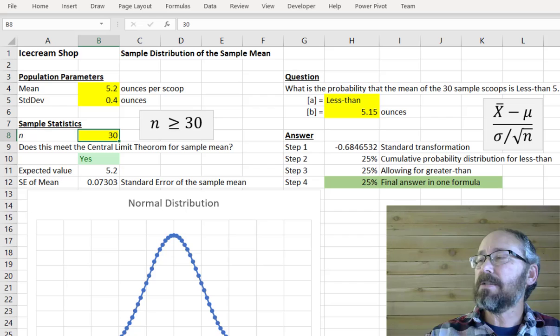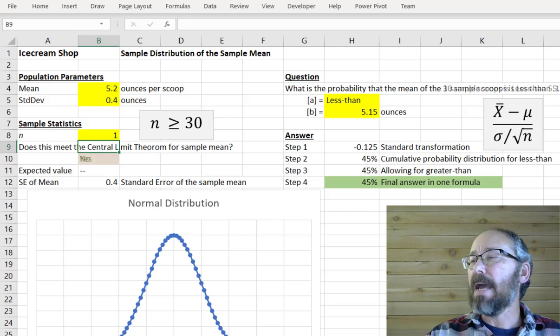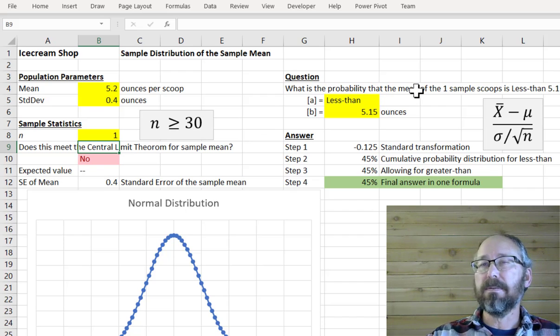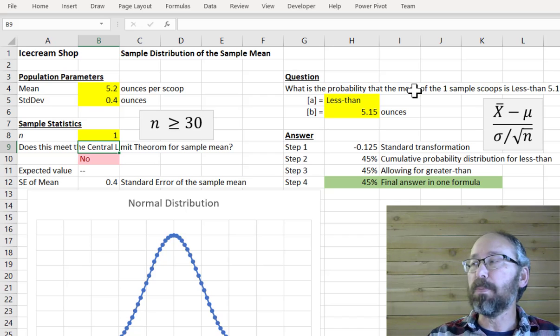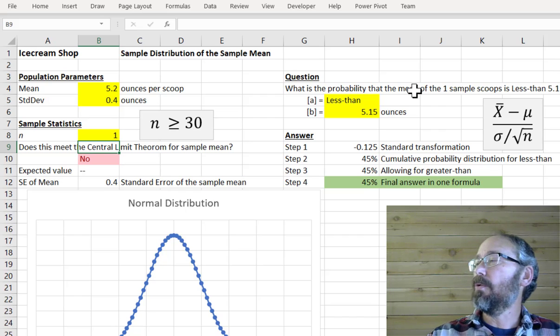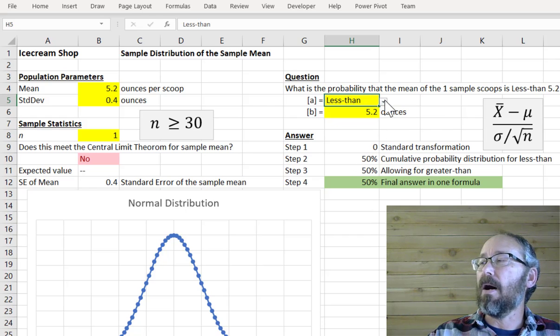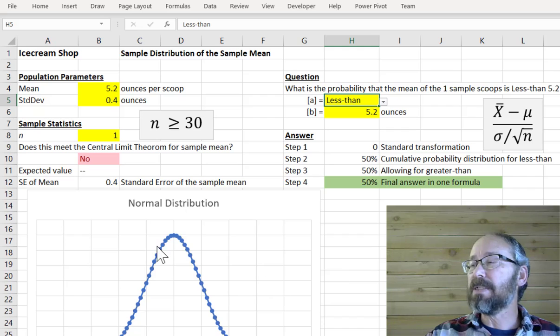Okay, what if I just pull out a scoop? Now, it doesn't meet the central limit theorem, but what's the probability that the actual measurement of that one scoop is less than 5.15? It's a 45% chance. Now notice if we change this to 5.2, the mean, these go to 50. And obviously it's 50 whether it's less than or greater than, because again we're dividing this in the middle, and the less than is to the left and the greater than is to the right, so the area under this, or the possibilities of these values falling in here along this distribution.